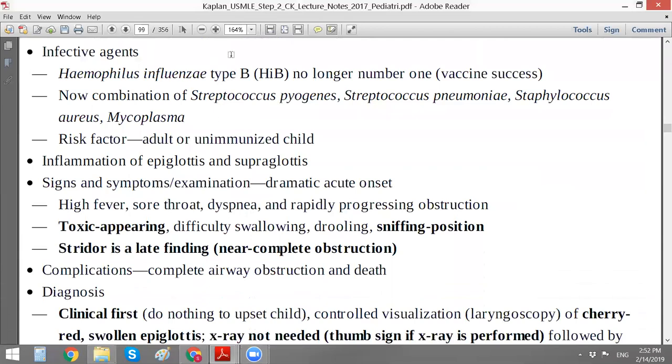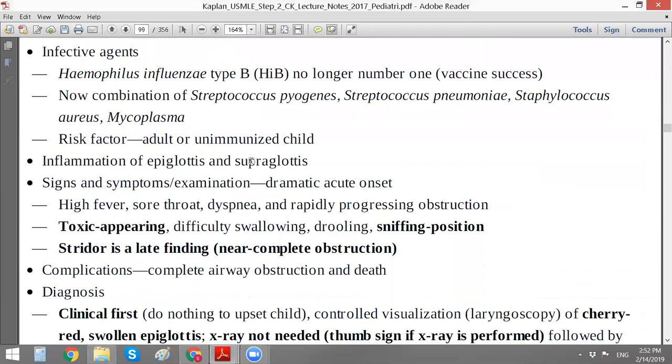Infective agents are Hib, which is no longer the number 1 due to vaccination. Now they are Streptococcus pyogenes, Streptococcus pneumoniae, Staph aureus, Mycoplasma. Risk factors: adult or unimmunized. Inflammation of the epiglottis and supraglottis.